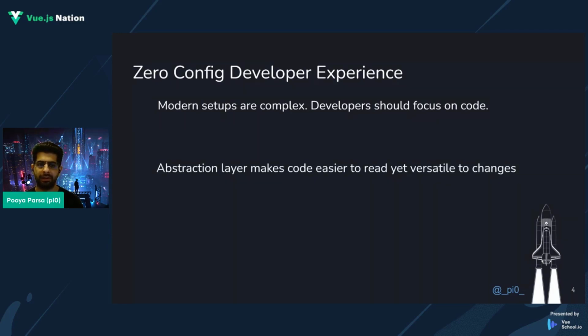Using an abstraction layer on top of the setups, both Nuxt and Nitro are able to make it easier for users to read and write the code, but it also makes them versatile to changes. So if we want to introduce a new modern web platform feature or a new integration, it's hassle-free for the end developers. They probably just have to add the configuration, like a Nuxt module.